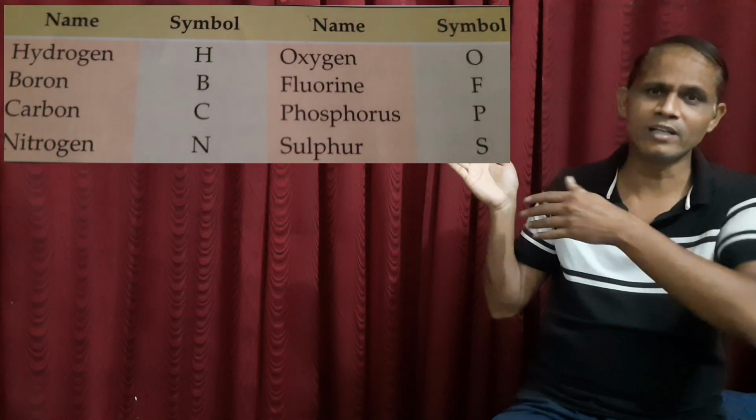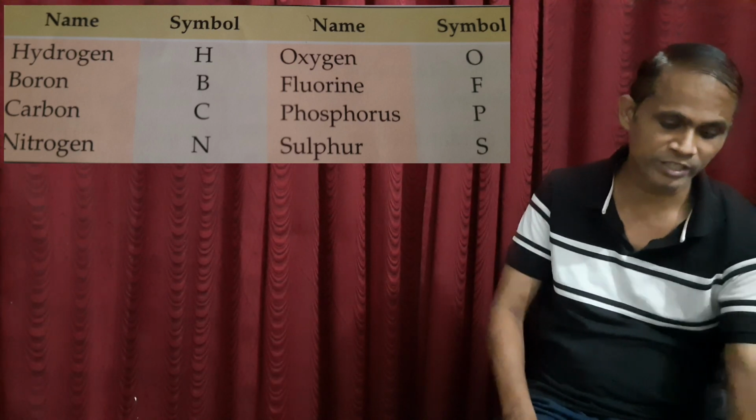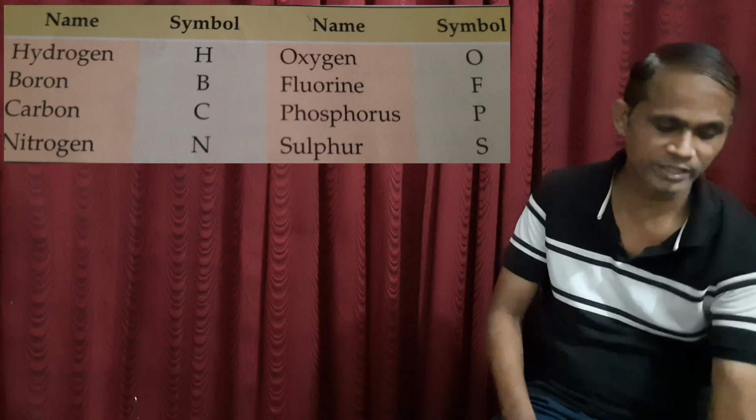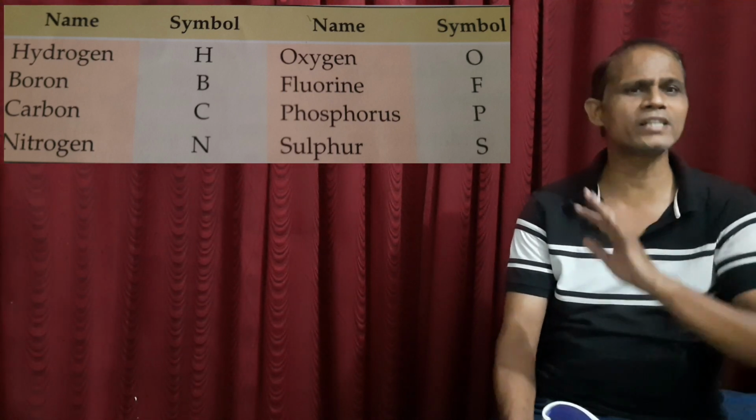Similarly, there are so many others. In the table I have shown over here, you can see many elements, like carbon, nitrogen, oxygen as I told you, fluorine, and phosphorus. So the first method is you take the first letter of the name of the element, and that becomes the symbol of that element.